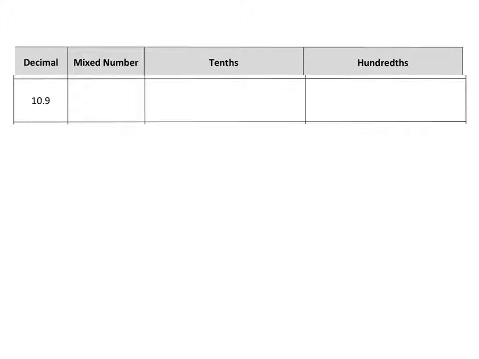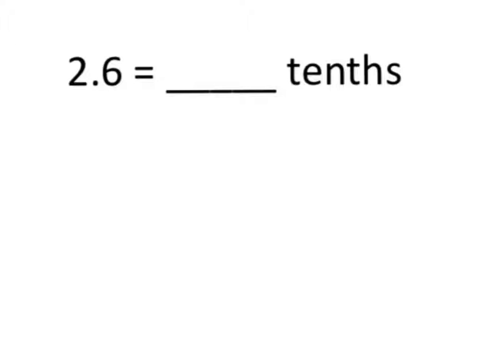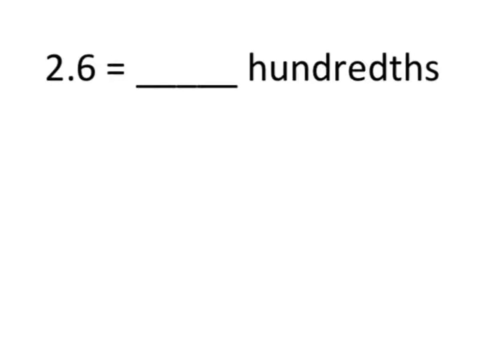All right, your decimal is 10.9, 10 and 9/10. Put it into a mixed number, then change it into tenths and make it into hundredths. So there are 3 choices you have to choose from. Convert 2 and 6/10 just into tenths. You could use the place value chart. You can decompose the 2.6, whatever works best for you. And your last one, 2.6, make it into hundredths.